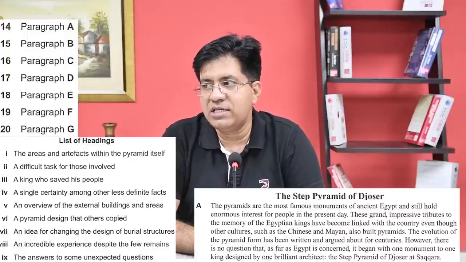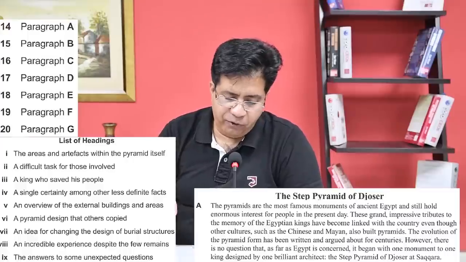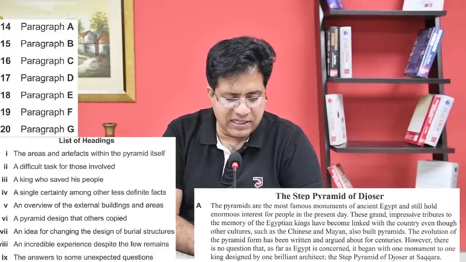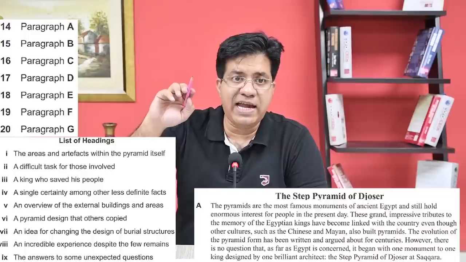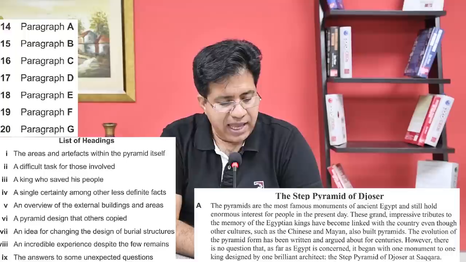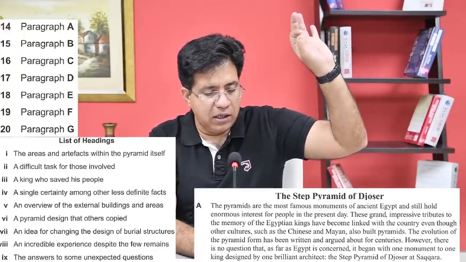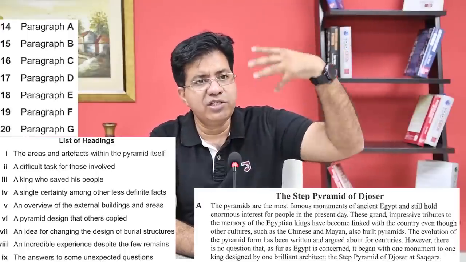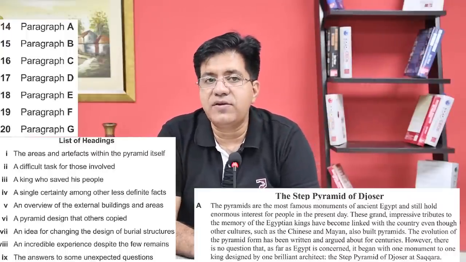Now tell me which heading is appropriate for that. Heading number 4. Why 4? A single certainty. And what is that single certainty? They said, however, there is no question that. When you say there is no question that, it means it's a sure thing. And what is that certainty? As far as Egypt is concerned, it began. Means these pyramids, they started from Egypt and there is no question about that. There are questions about shapes and sizes and this and that. So for paragraph A, correct answer is heading number 4.